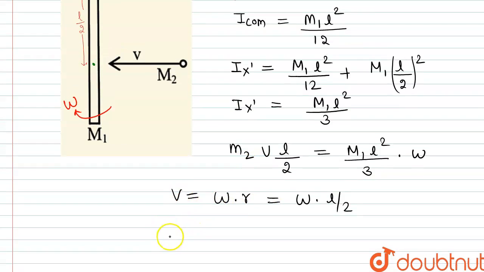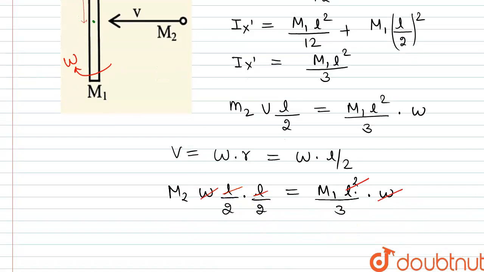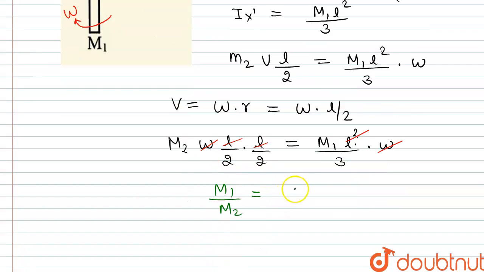We can write m2 omega L by 2 into L by 2 equals m1 L square by 3 into omega, right? So from this omega and omega cancel out, L square cancels out, right? And the ratio we get is m1 by m2 is 3 by 4, right? So this is our required answer.